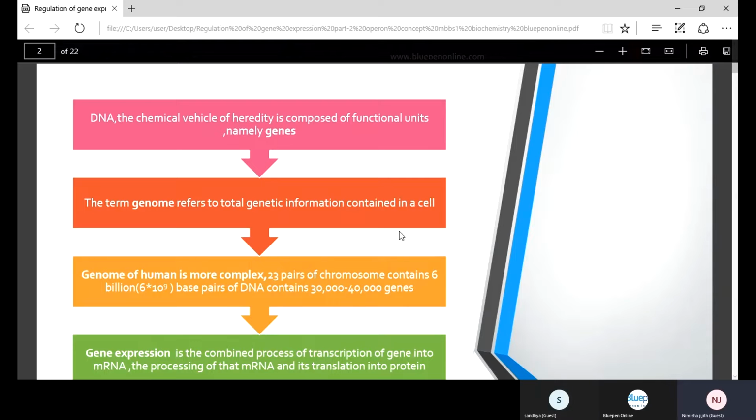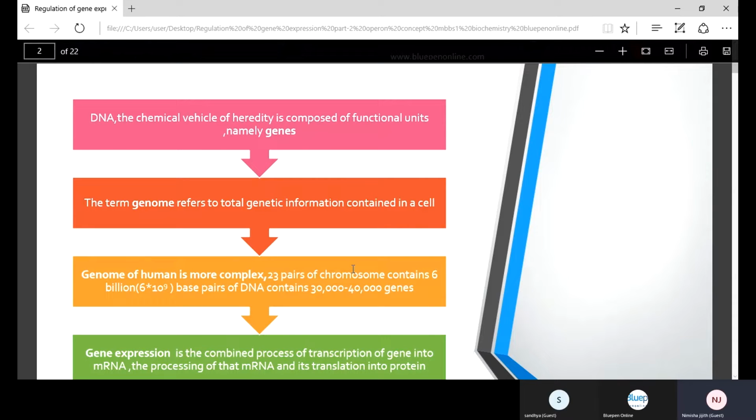DNA, the chemical vehicle of heredity, is composed of functional units, namely genes. Okay, we know genes. What are genes? In DNA, the chemical vehicle of heredity, it is composed of some functional units. The functional unit of DNA is known as a gene.